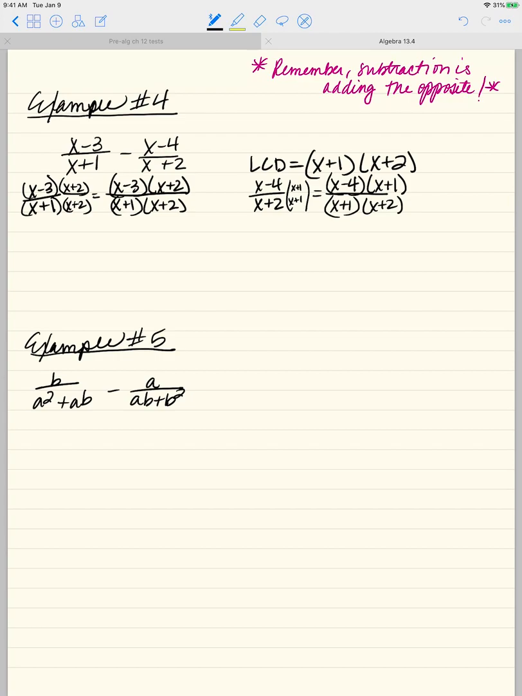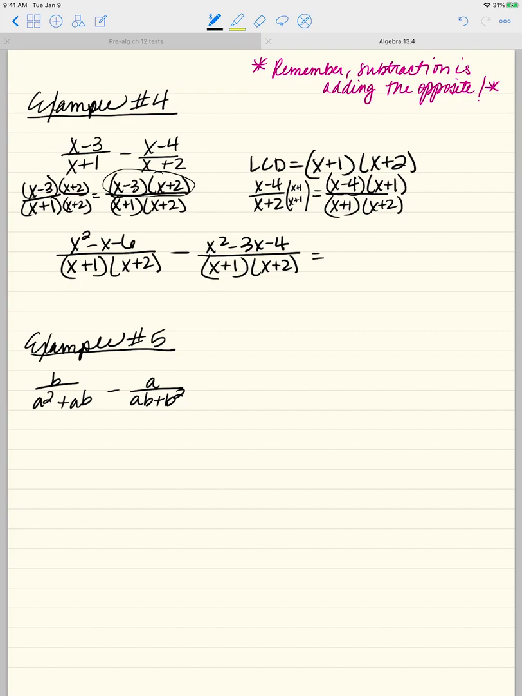Now, we're going to go ahead and work out x minus 3 times x plus 2, okay? You're going to use FOIL to do that. I'm not going to work through all the steps of FOIL right now. I'm just going to let you know that it's x squared minus x minus 6 over x plus 1 times x plus 2. And we are subtracting from that x minus 4 times x plus 1. When you do FOIL for that one, you get x squared minus 3x minus 4 all over x plus 1 times x plus 2.